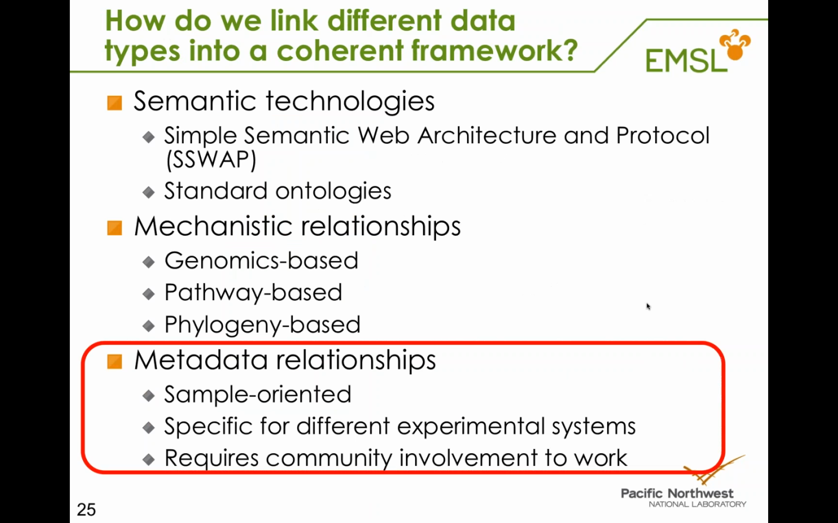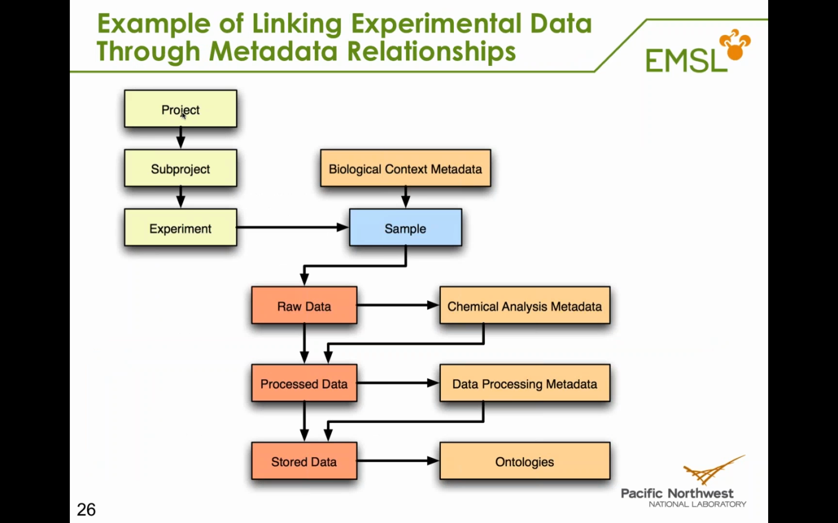The last one is metadata relationships, and that is a lot of this information, for example, you can't put on a genomic framework. So in this particular case, we found the most useful thing was basically sample-oriented and ISA-Tab formats, in which, once again, going back to the original framework that we had, project, sub-project, experiments, sample, biological context, raw data, all this is linked together in a coherent framework.